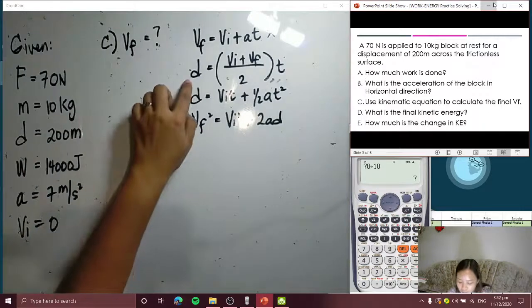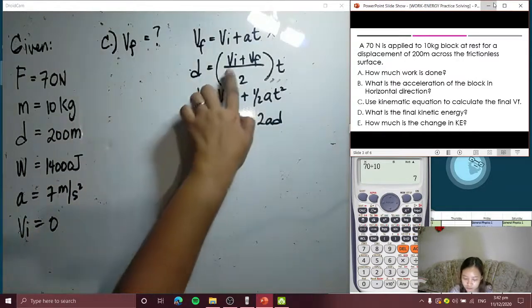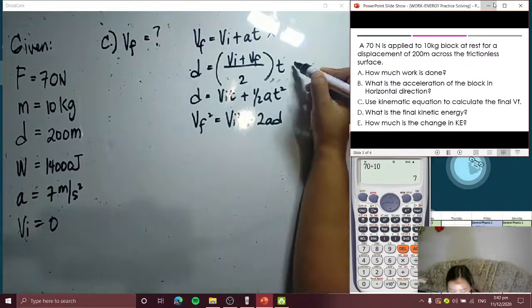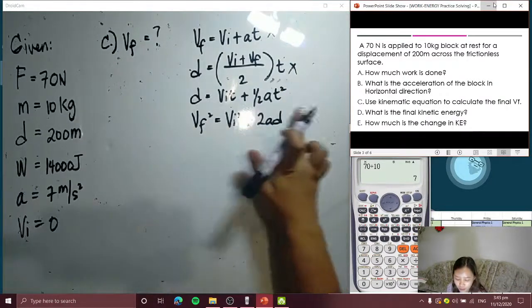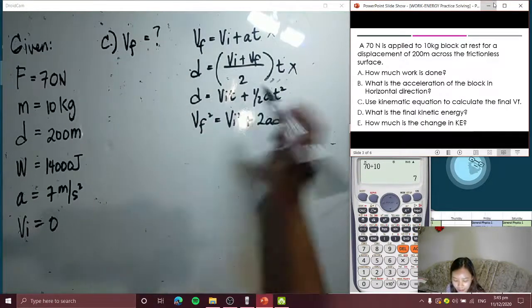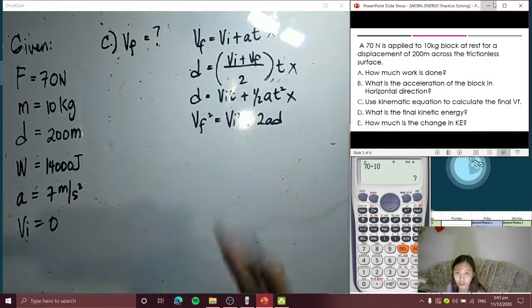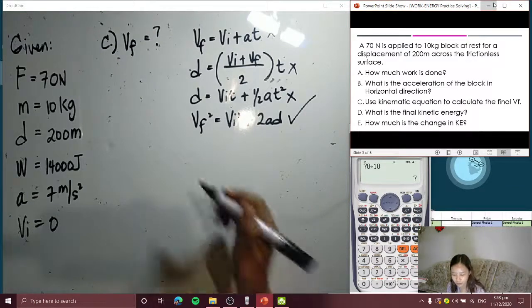On the second equation, we have d and we have Vi. We are looking for Vf, however, we again do not have time. So, we cancel it. On this equation, everything is present except time, and we don't have the Vf variable here, meaning it will not be used. So, the best equation to use is the fourth equation. Let us now use our fourth equation for our final velocity.